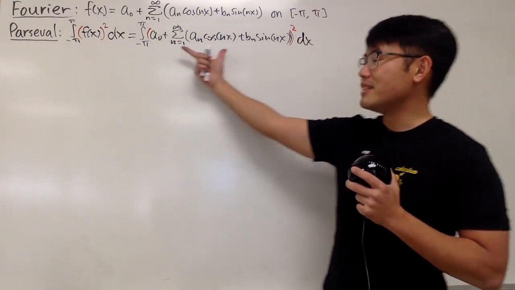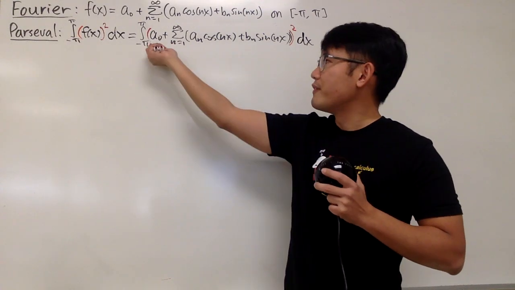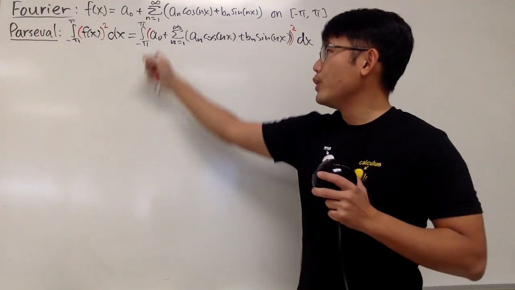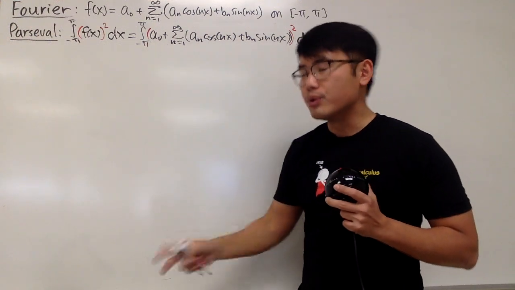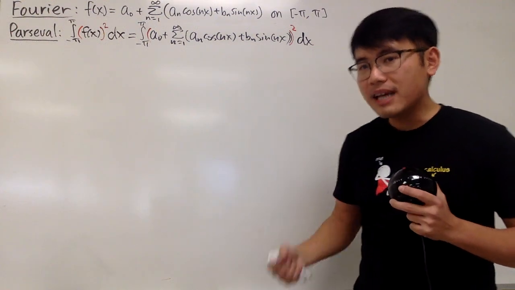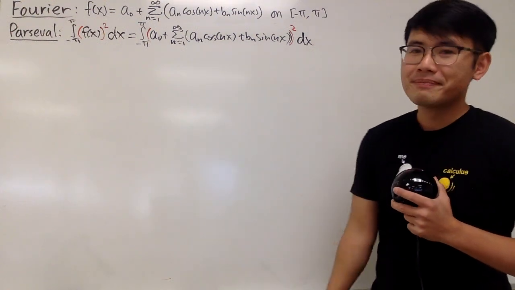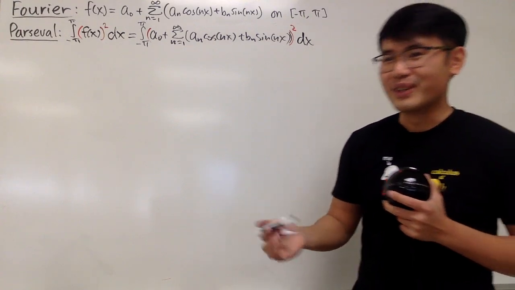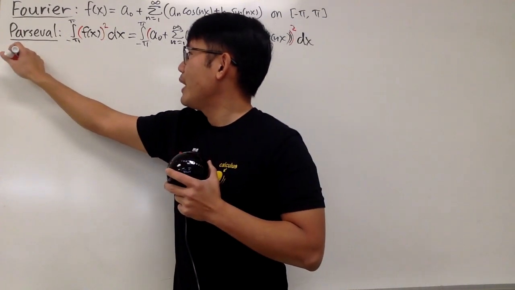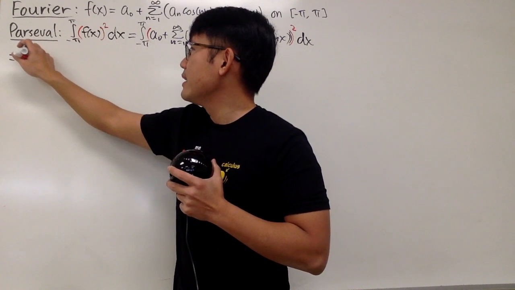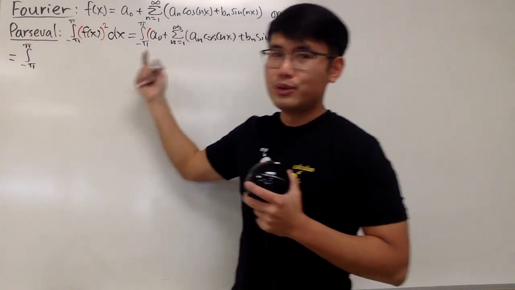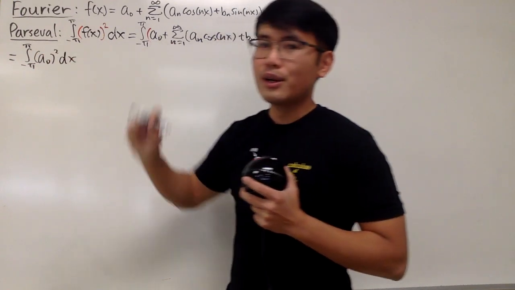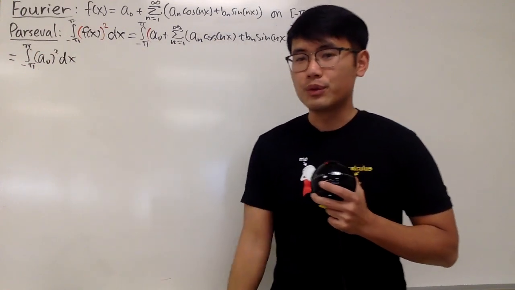Now we will be looking at this as a binomial because we have the first plus the second thing. Square that, and of course we will have the first thing squared, plus 2 times the first and the second, and then plus the second thing squared, right? Everything is in the integral though, so we will break them down into 3 different integrals. First one, we will have the integral from negative pi to pi of this thing squared, which is just a0 squared. Let's close that.